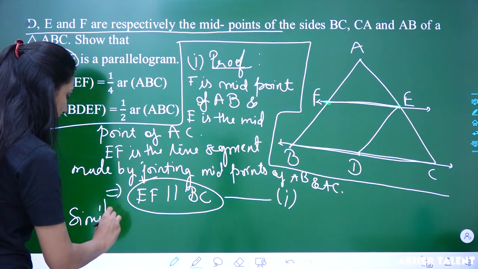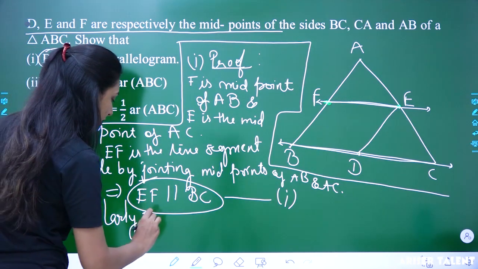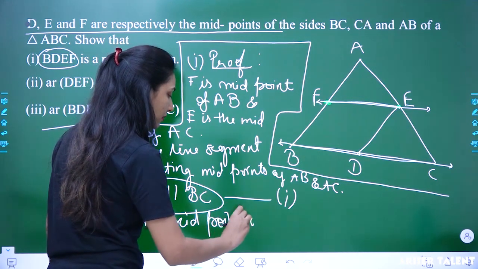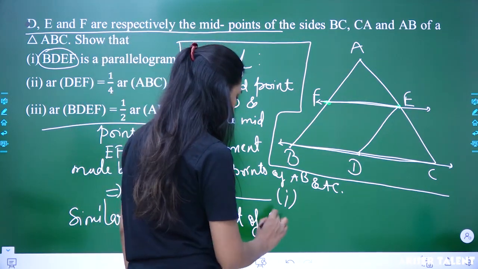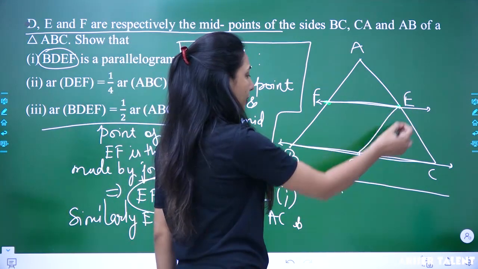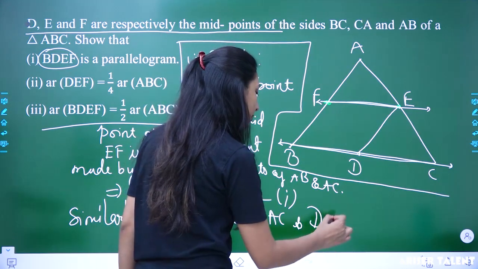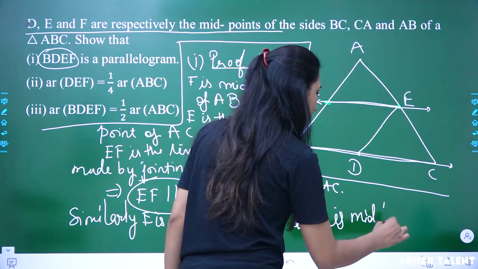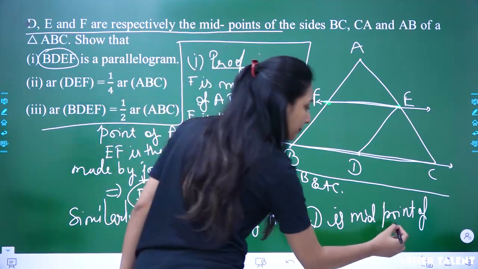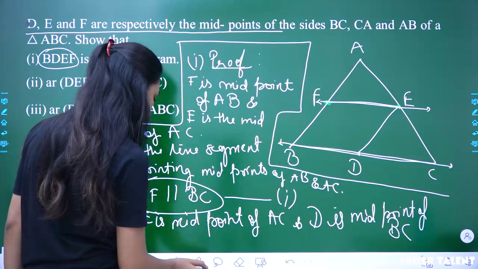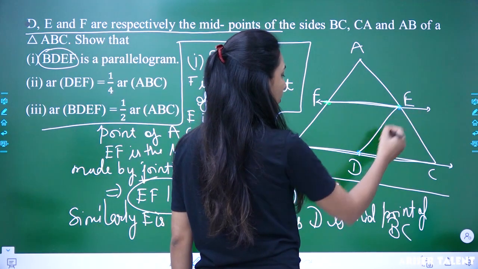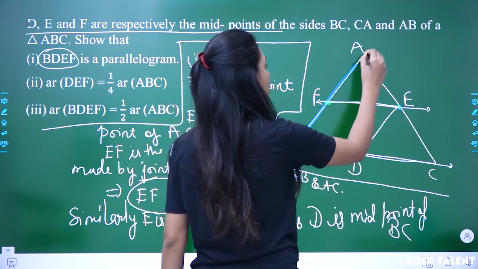Similarly, E is the midpoint of AC and D is the midpoint of BC. So, this is the midpoint here and this is the midpoint here. Okay, and we are talking in respect of this AB line.